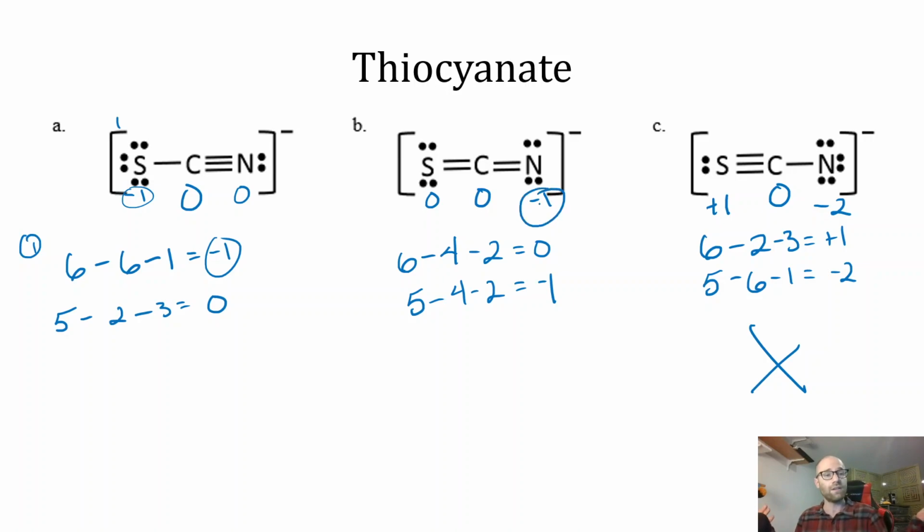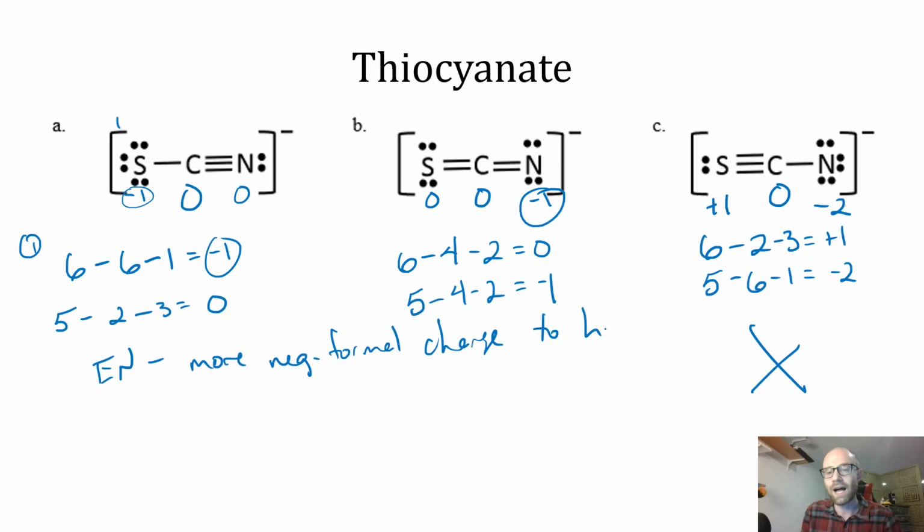This is good. Now, does this mean there's an equal distribution or not? Since they are not the same element, we should look to something else to help us make a distinction. And what we're going to use is electronegativity. Put the more negative formal charge on the atom with the higher electronegativity. Now, this is only in the case where you have a tie, like where it's -1, 0, 0 and 0, 0, -1.